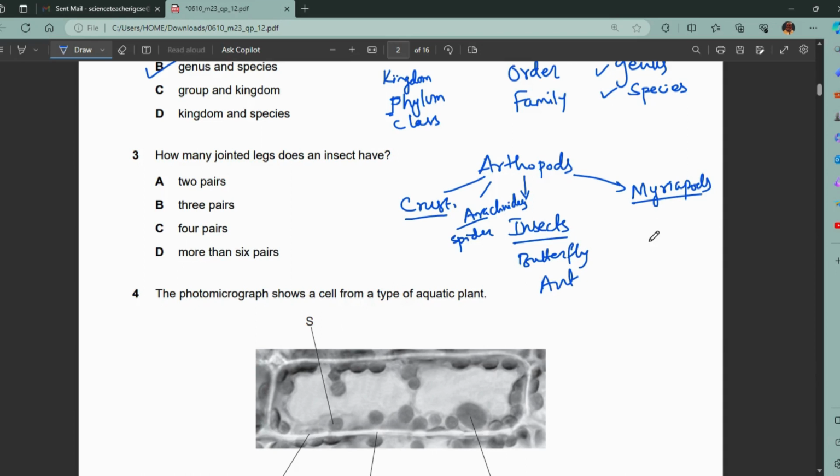Myriapods have many legs. A butterfly has 3 pairs of legs. A spider has 4 pairs of legs. Crustaceans, to find out, let me know in the comment box.